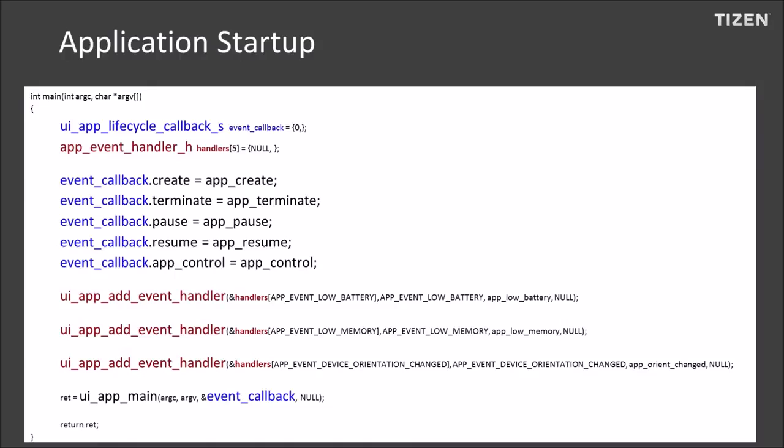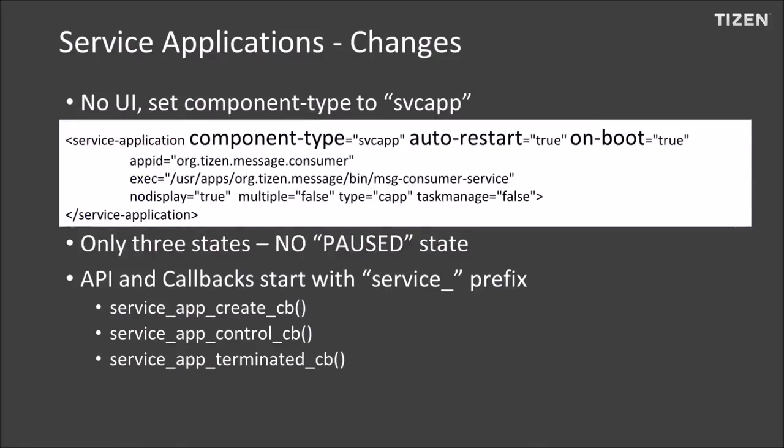The details provided so far regarding application lifecycle mostly apply to both UI and service applications. While designing service applications though, there are a few key differences to remember. In the application manifest file, we need to set the component type parameter as svc app to distinguish service applications from UI applications.